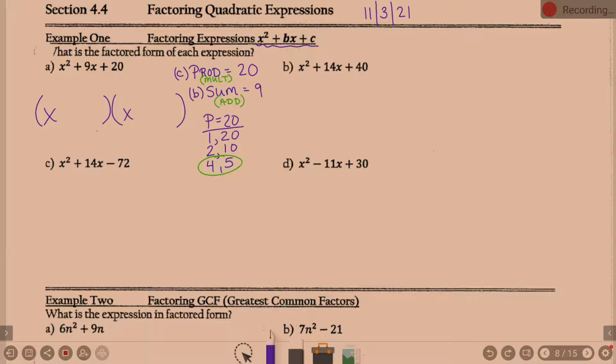The 4 and 5, positives or negatives? There's no negatives in this problem. So there's your clue. X plus 4 and X plus 5.